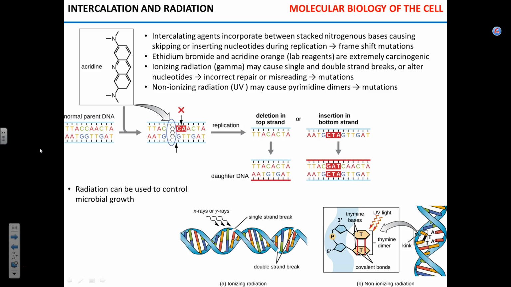I showed you the major types, okay? The silent, the nonsense, missense, and the frame shift mutations. Now what else can cause mutagenesis, except for the mistakes during the replication? First one is so-called intercalating agents, like this molecule, the acridin.